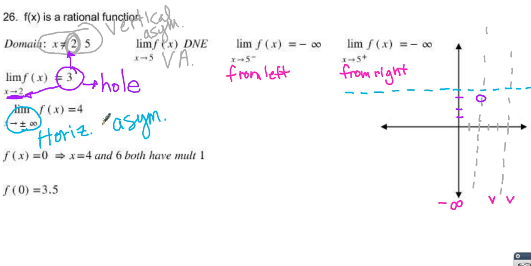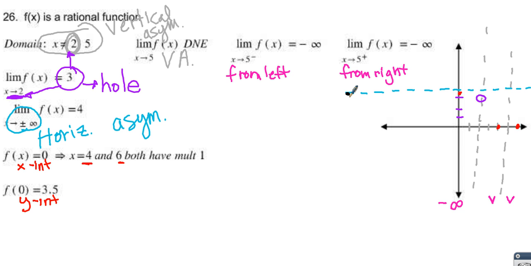To finish it off, we have the x-intercepts when y is 0. So we have an x-intercept at 4 and at 6. And they both cross. That's what our multiplicity of 1 means. And we have a y-intercept at 3.5. So from all your characteristics, we can put in all of these little road maps here so that we can finally make a good sketch of your graph.